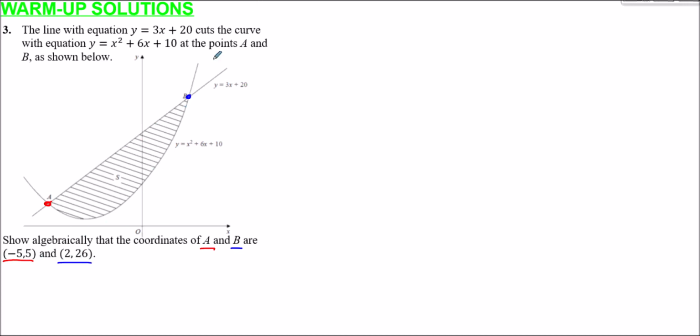So A and B are where this straight line meets the curve. And that will happen when the straight line with this equation is exactly the same as the expression for the curve with this equation. So we set one equal to the other. So we're going to say let 3x plus 20 equal x squared plus 6x plus 10.